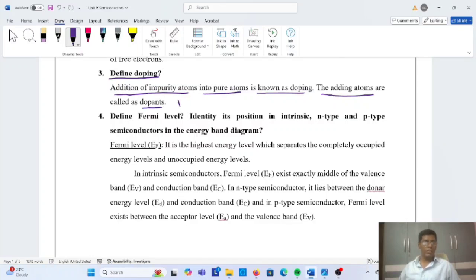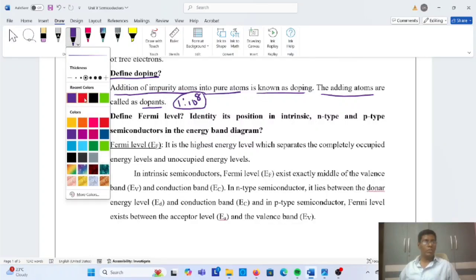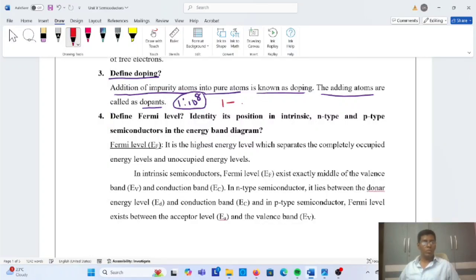In the general scenario, the doping ratio is 1:10⁸. In this ratio, one belongs to the impurity atom, and 10 power 8 belongs to pure atoms. This is the general ratio of doping.